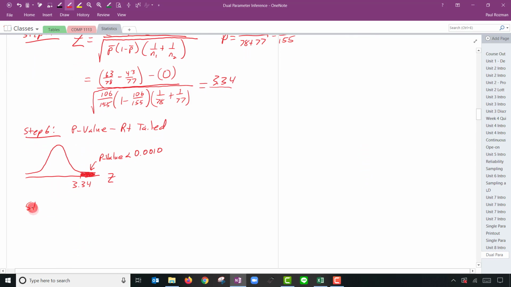And then we can do step 7. Basically, our result is unusual if we assume the null hypothesis is true. Therefore, we're going to reject the null hypothesis. Our p-value is smaller than alpha, so we reject the null hypothesis. And then we can do step 8 and come up with our conclusion.